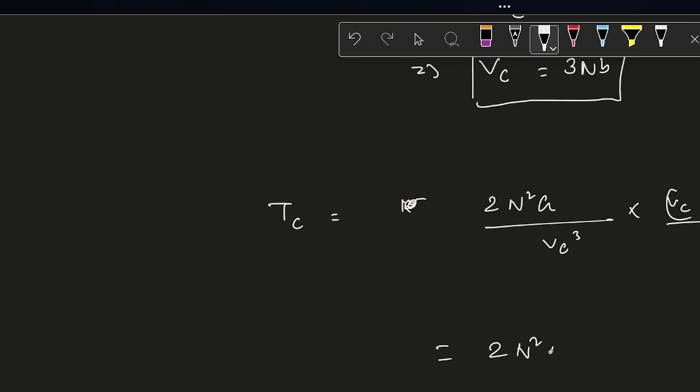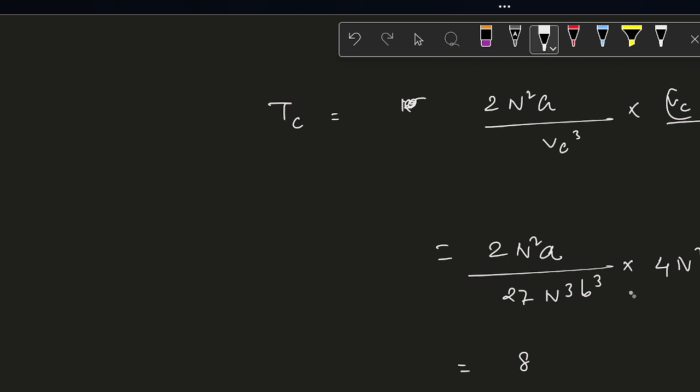So now you plug in the value of Vc, which is 3 nb. So Vc cube is 27 n cube b cube, into 3 nb minus nb is 2 nb. So 2 nb whole square means 4 n squared b squared. So this is basically 4 into 2, 8 n squared. This is n to the power 4 by n cube. That means n.